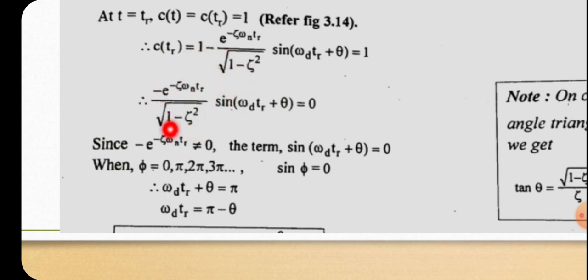Okay. So sin omega d Tr plus theta will be equal to 0. That means we can represent it as sin phi equal to 0. So phi will be equal to 0, pi, 2 pi, 3 pi, etc. And omega d Tr plus theta equal to pi. So that value of angle will be equal to pi. So omega d into Tr equal to pi minus theta.